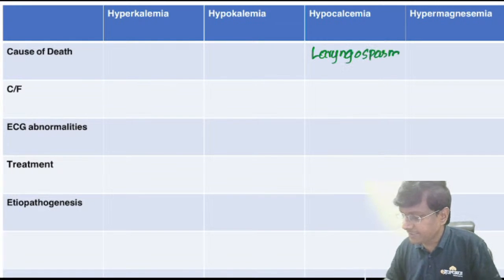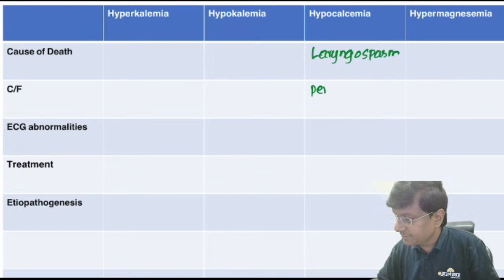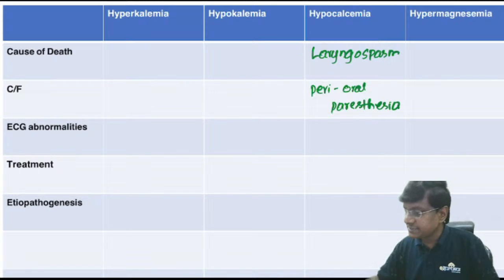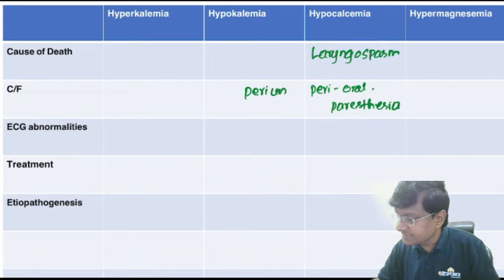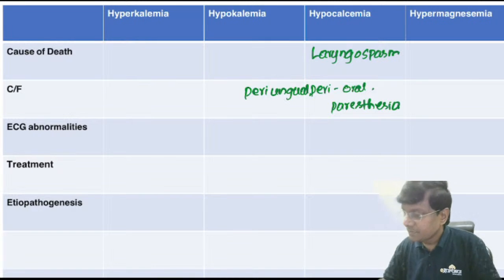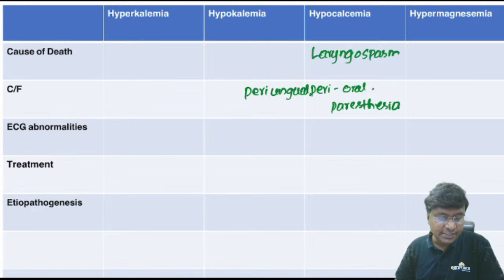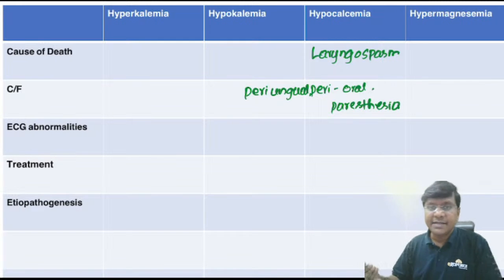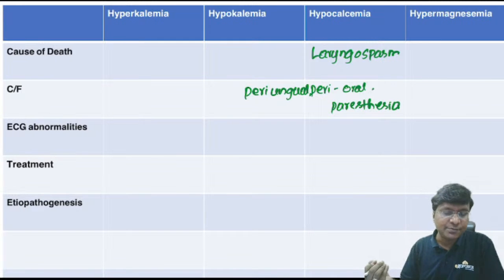So the cause of death will be laryngospasm, and the clinical features will be perioral paresthesias. Not only perioral paresthesias, there can even be periungual paresthesias. So perioral as well as periungual paresthesias. And the next important thing is these patients with hypocalcemia can also have tetany.